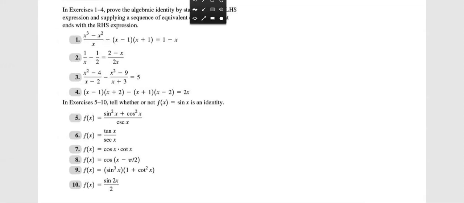Let's start with number 1. Prove the algebraic identity by starting with the left-hand side. That's what LHS stands for. I know, technical stuff here. Supplying a sequence of equivalent expressions that ends with the right-hand side. Okay, that's where I talk about using the arrow instead of the equal sign, so people don't get all creative in the way that they're doing this. So where do you think we should begin?